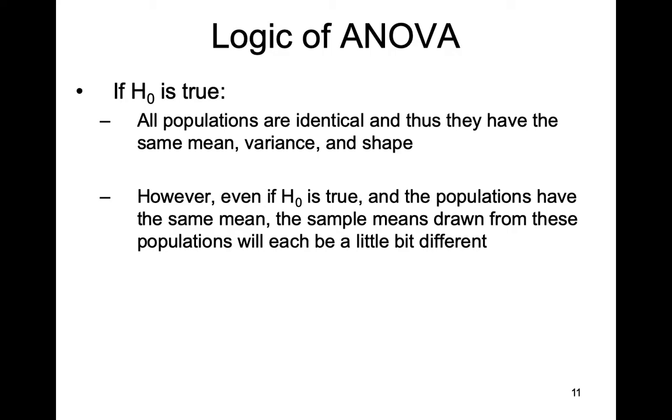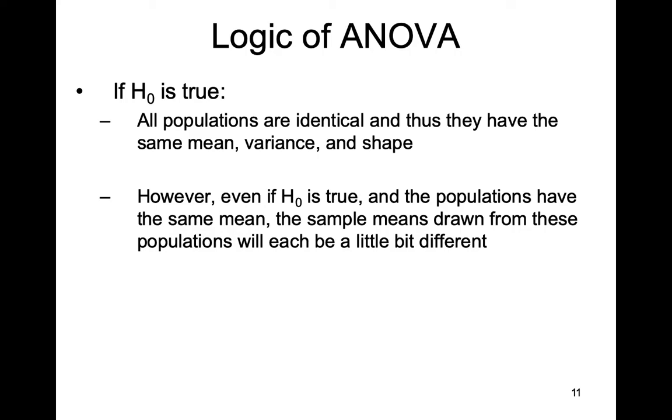So when we draw, let's say, 3 samples, each one of those samples is likely to differ and be in error somewhat from the true population mean, which, according to the null hypothesis, all population means are equal.